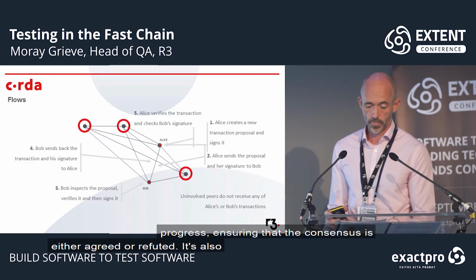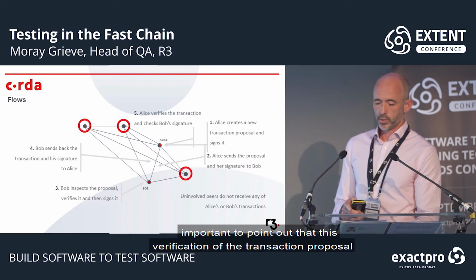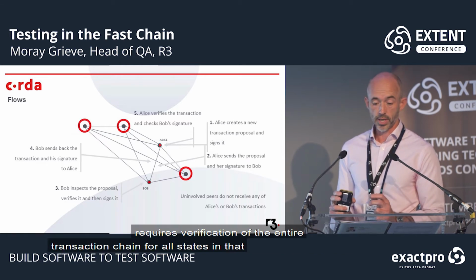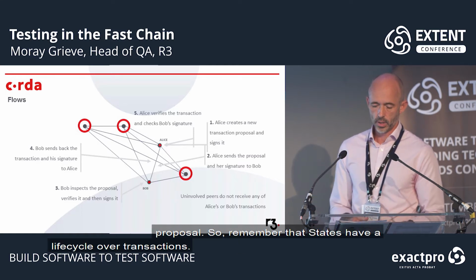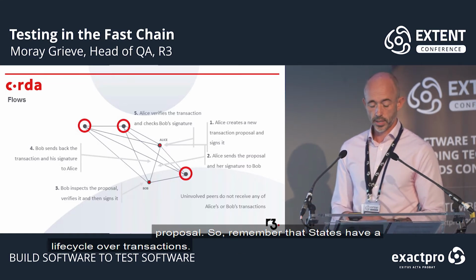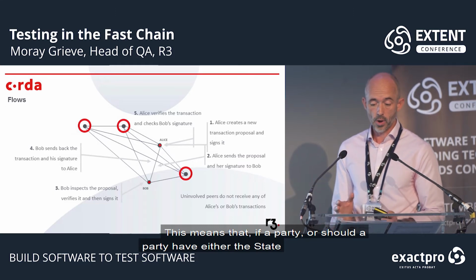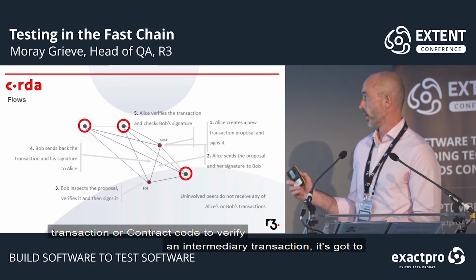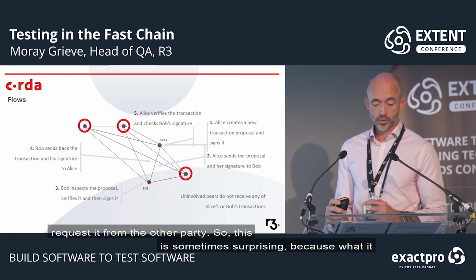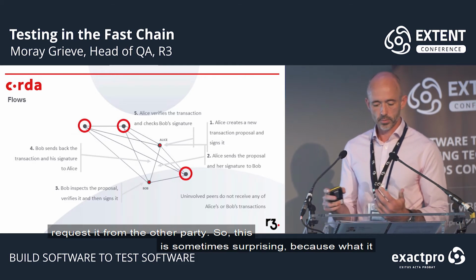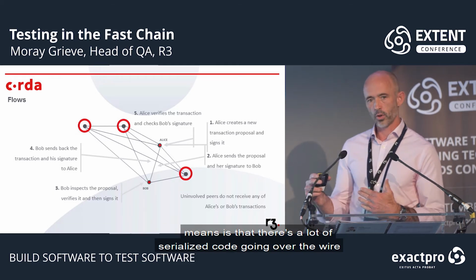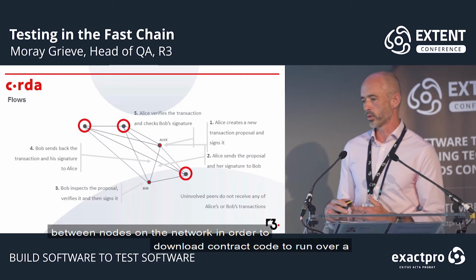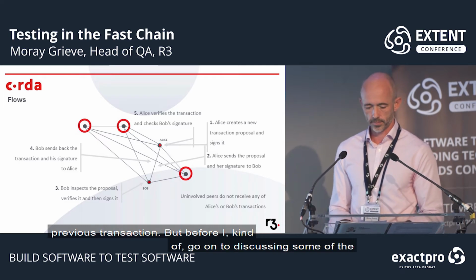agreed or refuted. It's also important to point out that this verification of the transaction proposal requires verification of the entire transaction chain for all states in that proposal. So if we remember, the states have a life cycle over transactions. This means that should a party not have either the state transaction or contract code to verify an intermediary transaction, it's got to request it from the other party. So this is sometimes surprising, because what it means is that there's a lot of serialized code going over the wire between nodes on the network in order to download contract code to run over a previous transaction.